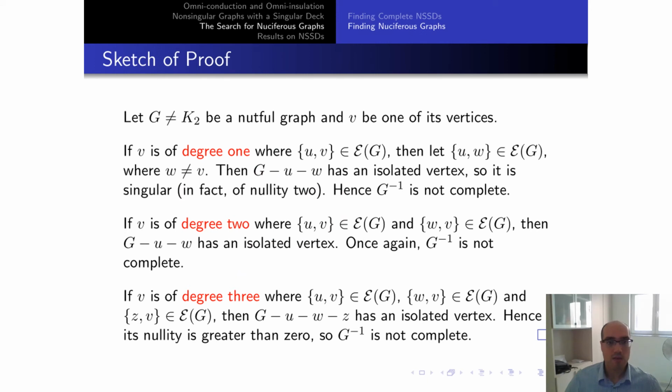So this means that if we have a not full graph, none of its vertices can be of degree 1, degree 2, or degree 3. So it cannot be a chemical graph. In fact, we can say something even stronger, because in a chemical graph, all vertices must have degree 1, 2, or 3. But here we're saying that none of the vertices can have degree 1, 2, or 3 in order for a graph to be not full.